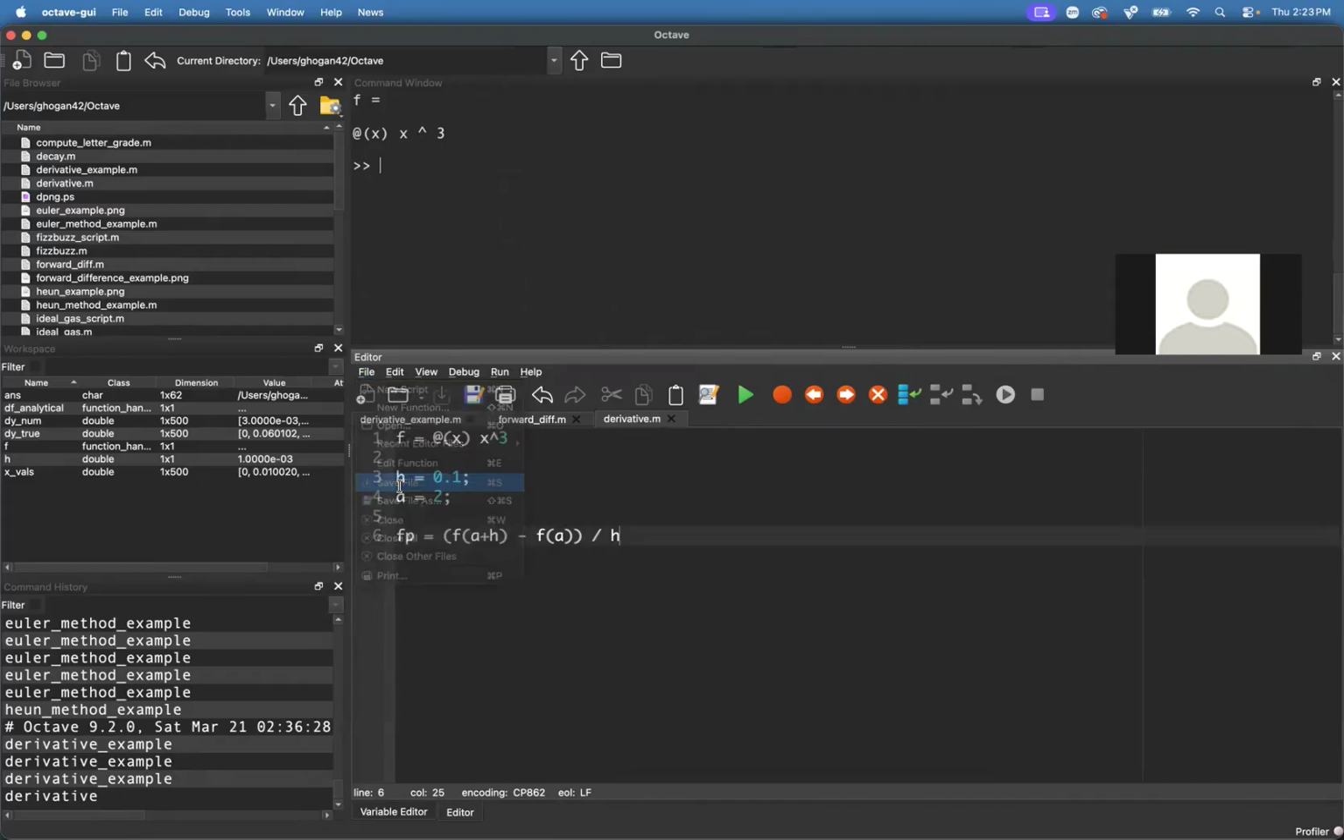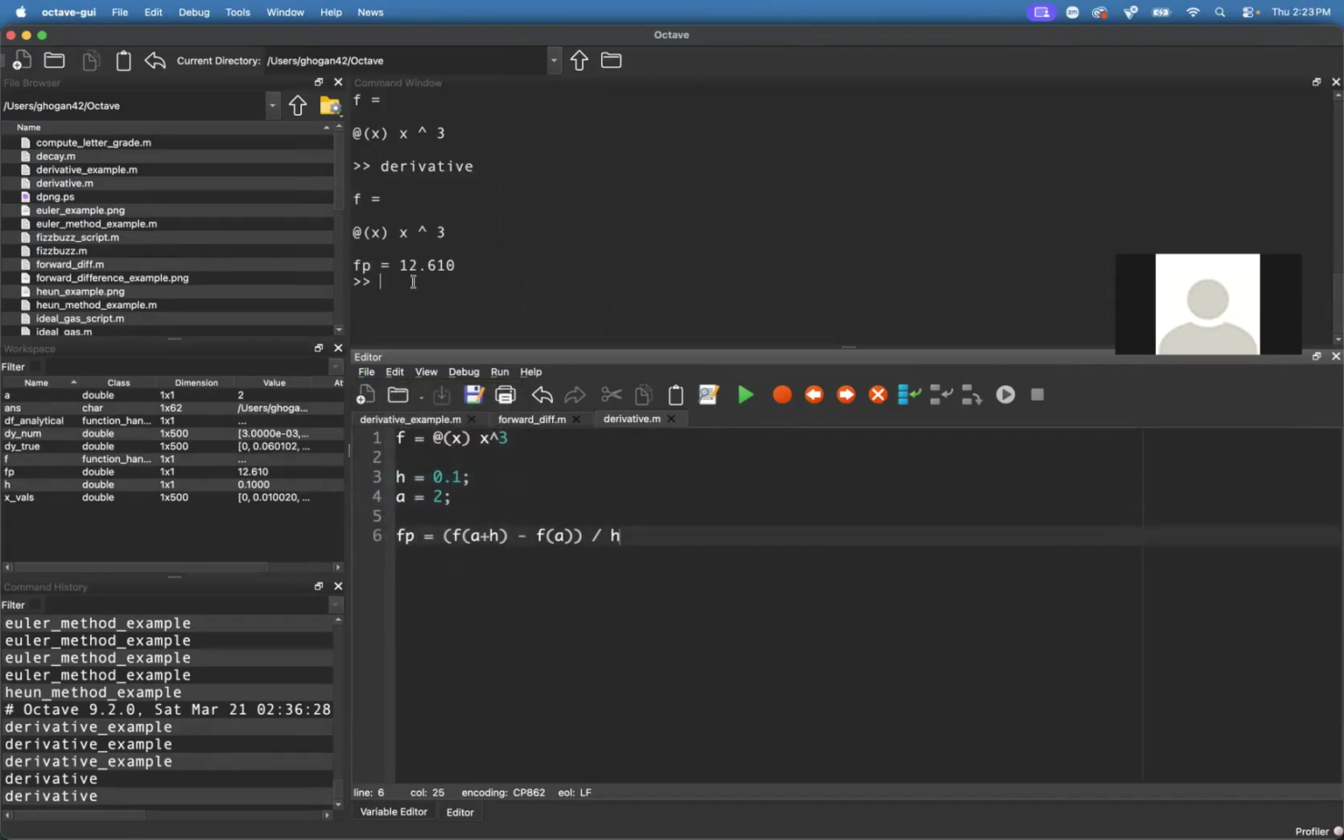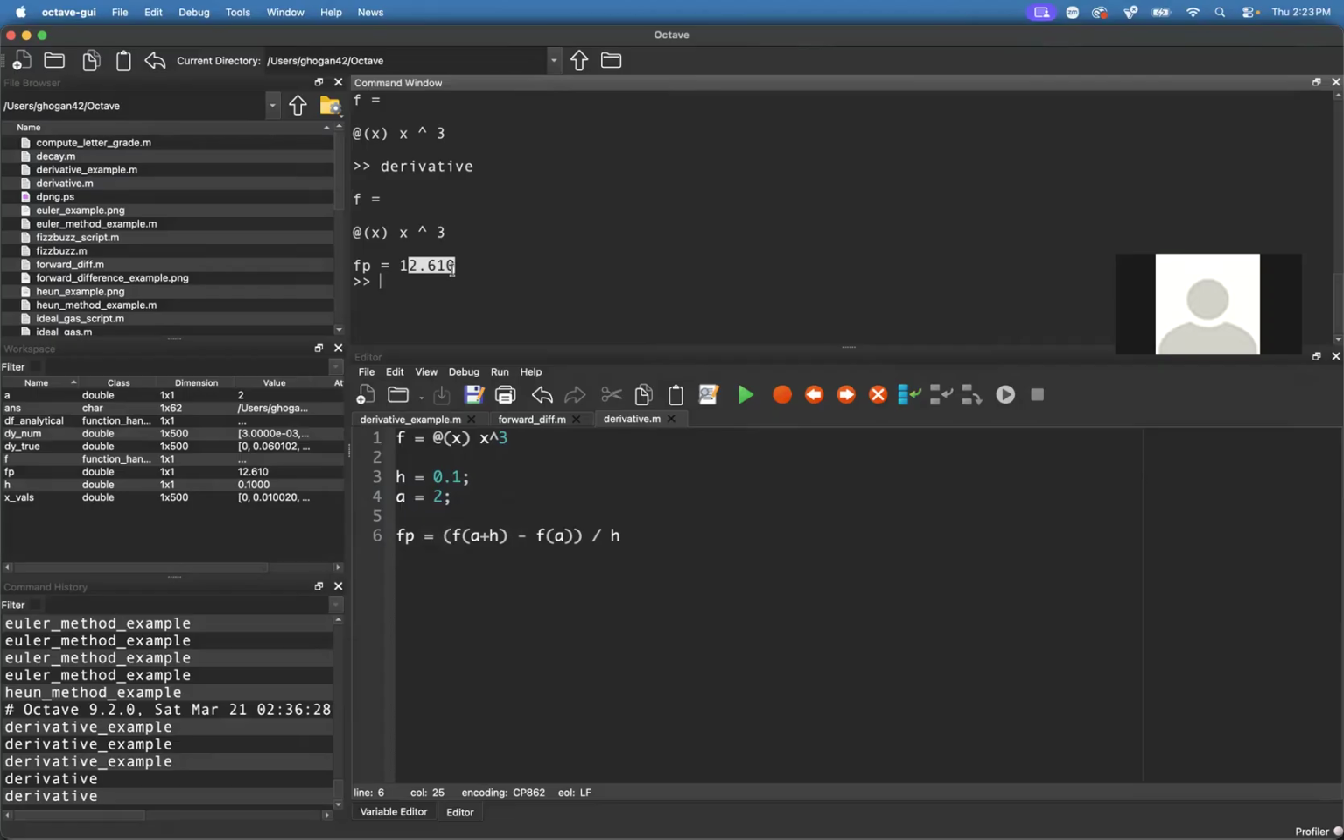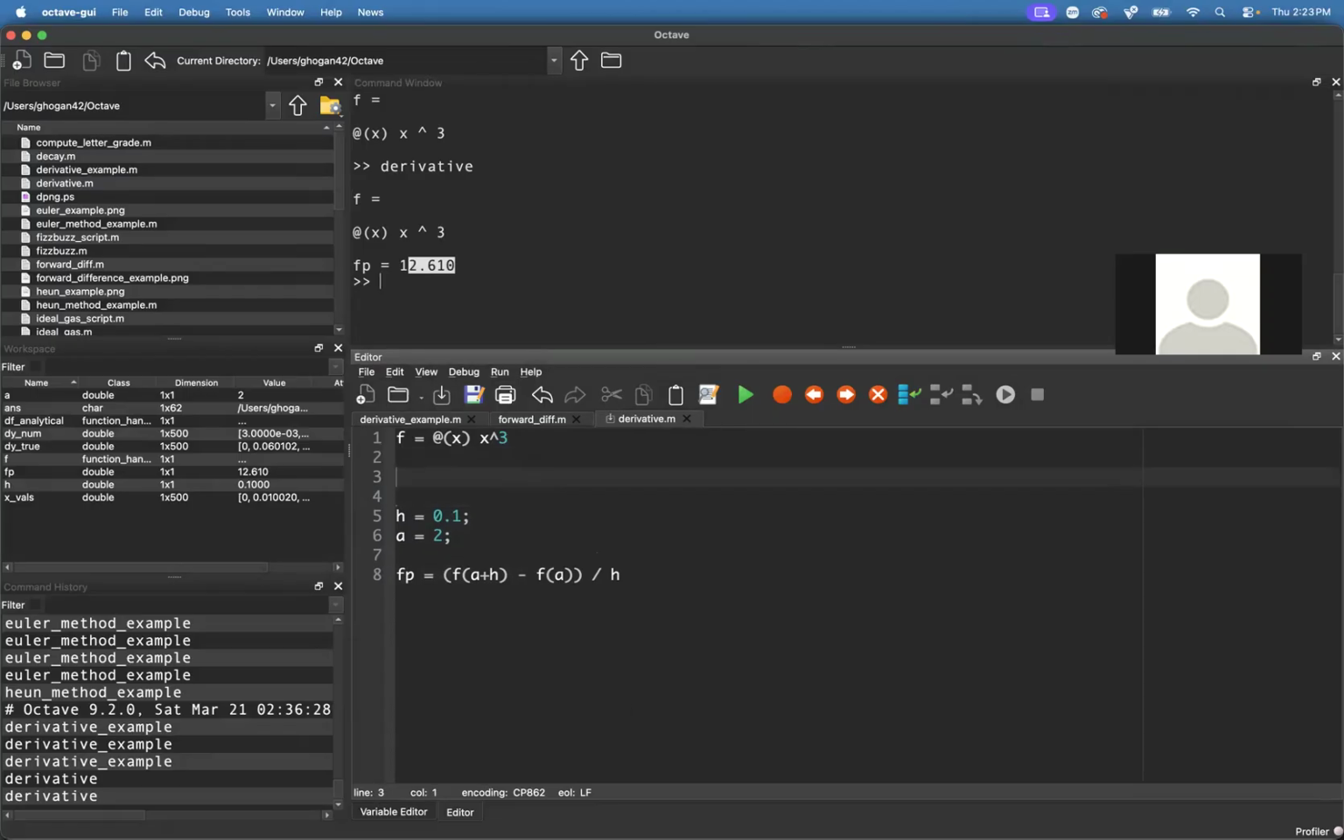So if I save this and I print it out, we get 12.6 here. Now, we know the actual derivative of this function, the real derivative, I'll say real fp. The actual derivative of this function is 3 times x squared, because the derivative of x cubed is 3x squared. We've all taken calculus, so we can do that.